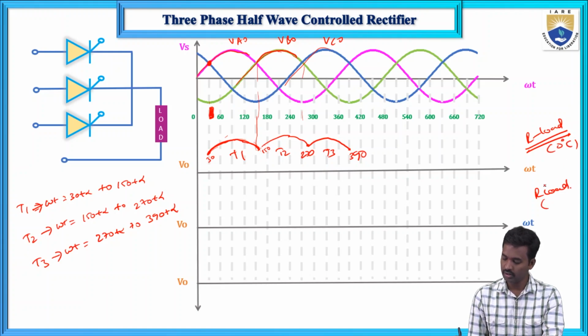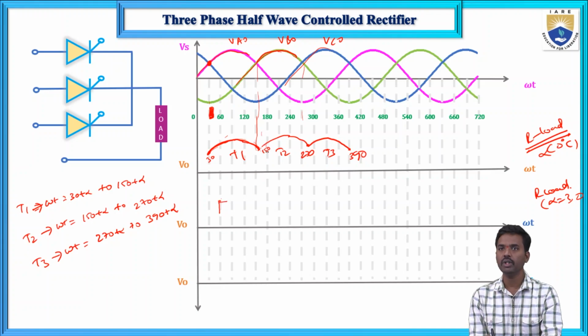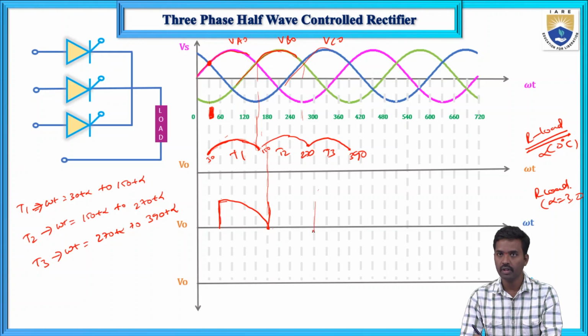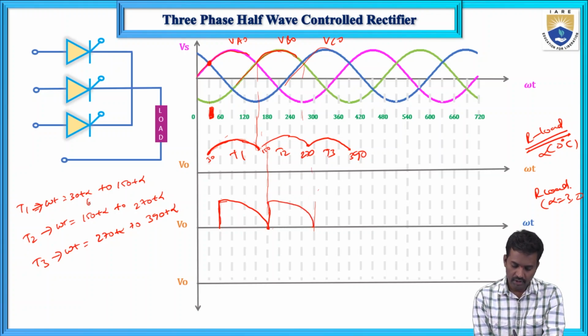So this is for 0 degrees duration, alpha equals 0, and next alpha equals 30. Alpha equals 30 means it starts from 60 and goes to 180, that is 150 plus alpha. So up to 180 it will conduct, and next it starts at 180, and then from 180 up to 270 plus 30, that is 300, it will conduct. So this is 270 to 300 it will conduct.